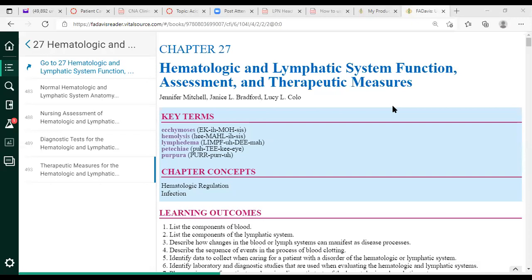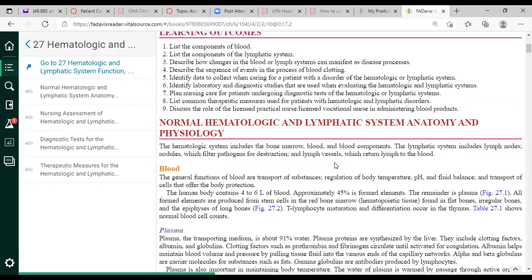Chapter 27 talks about the hematologic and lymphatic system function, assessment, and therapeutic measures. Would someone read the paragraph under normal hematologic and lymphatic system anatomy and physiology, in its first sentence under blood?